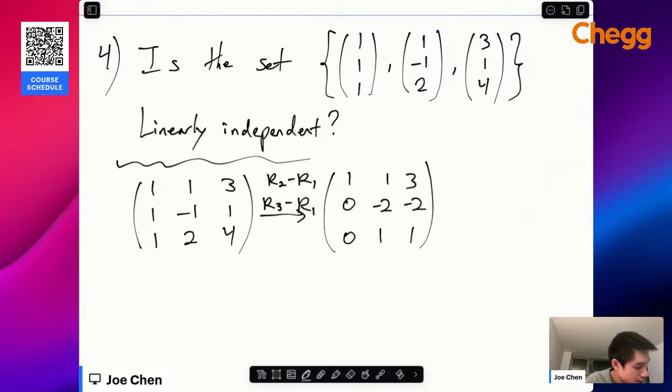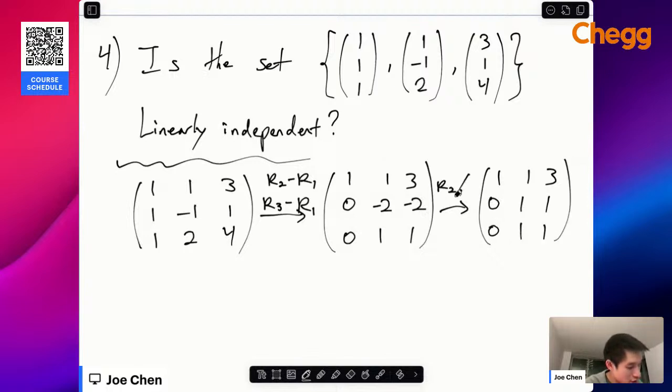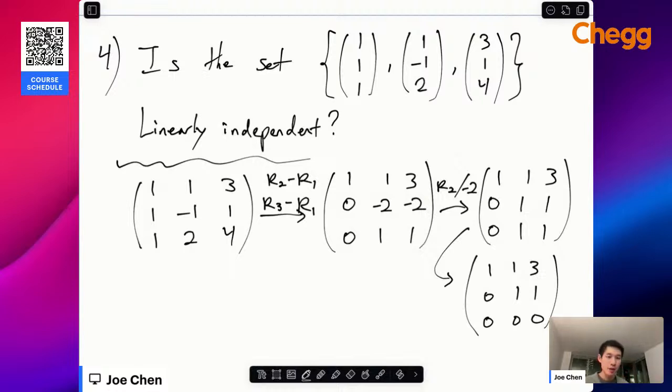Okay, and then you can see that if you were to reduce this further, I can divide this whole row by minus 2, but that would leave me with the same thing as this bottom row. So okay, I'm going to do this in one step. Actually, let me just do it like this. This is taking the second row and dividing by minus 2. And then I can subtract the third row from the second row.